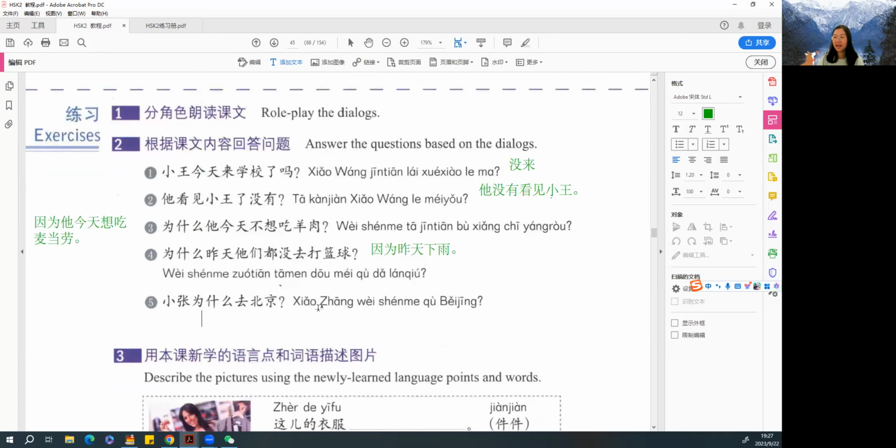Okay, the last question. 小张为什么去北京? 因为 So if we want to say 小张 wants to go to Beijing because he wants to travel there, he wants to visit there. 因为小张, 小张 is a person, alright? 小张想去, want to go, 旅游 is traveling, correct? We learned this before.